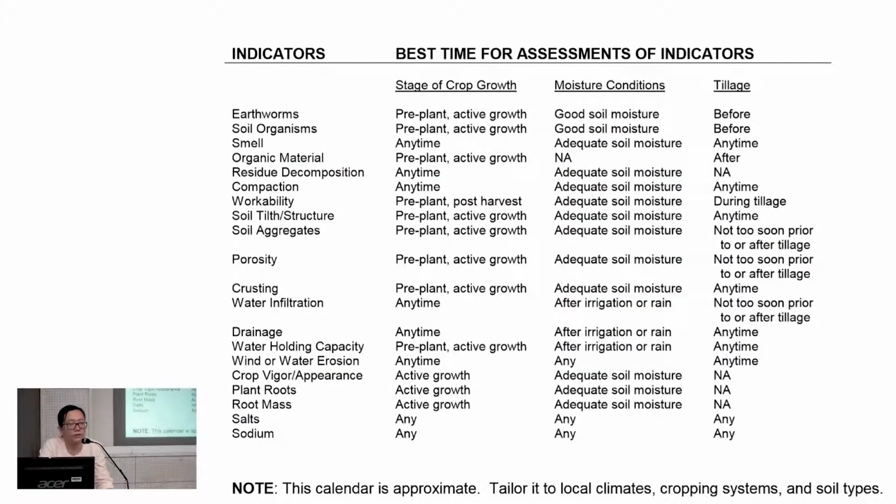Here we show you examples of some indicators and the best time to collect samples for these indicators. For example, when you want to know the earthworm population abundance in soils, normally people will collect the sample when the field has active roots, meaning the field has a crop on it. They also collect at good soil moisture, and of course before the tillage.